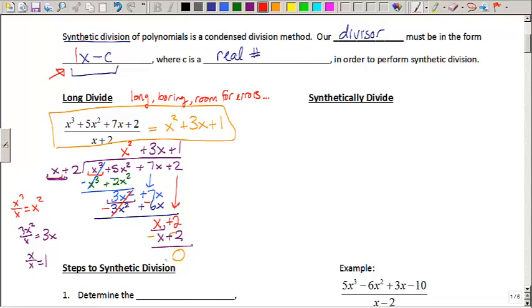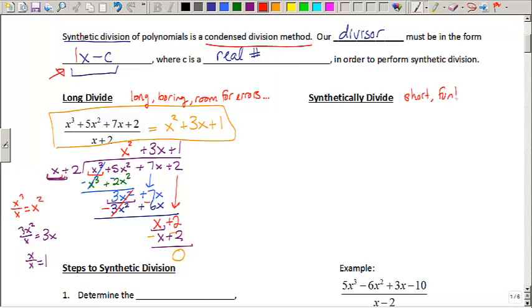And not only will it work, but it will work for any divisor and not just the linear divisors with coefficient 1. So what we're going to do here is show you a different method, synthetic division, or synthetically divide, which is a division method. It's a condensed division method, okay? Condensed. So this means it should be a little bit shorter.